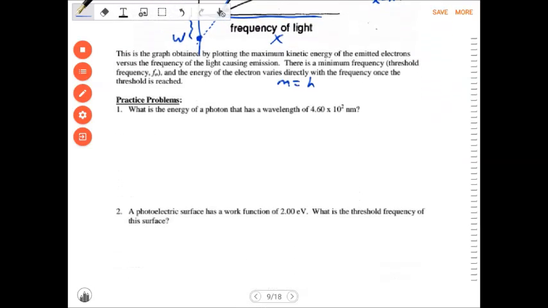All right, wow. That was heavy. That's a big section. So anyways, let's do some examples. Hopefully it'll clear some things up for you. Okay, number 1. What is the energy of a photon that has a wavelength of that?